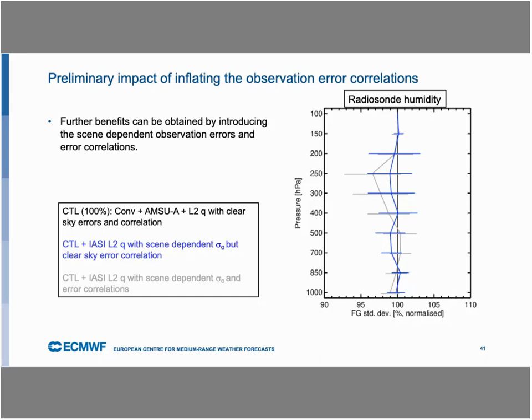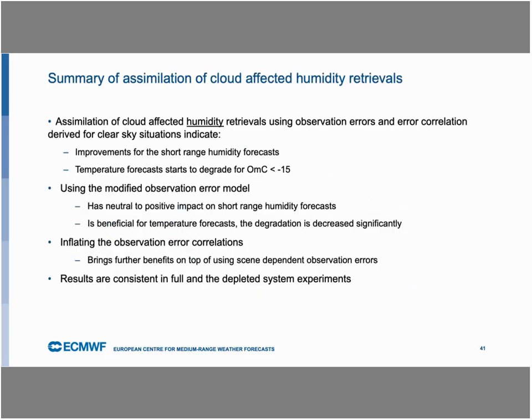But it's also an example that using satellite retrievals is definitely not like using radiance observations. The error characteristics are very different, so it's very important to take these error characteristics into account when assimilating the retrievals.